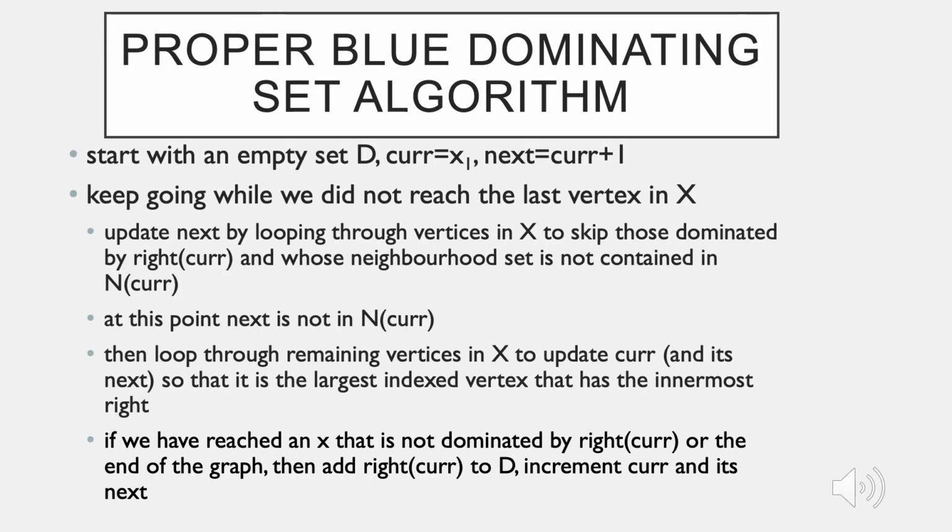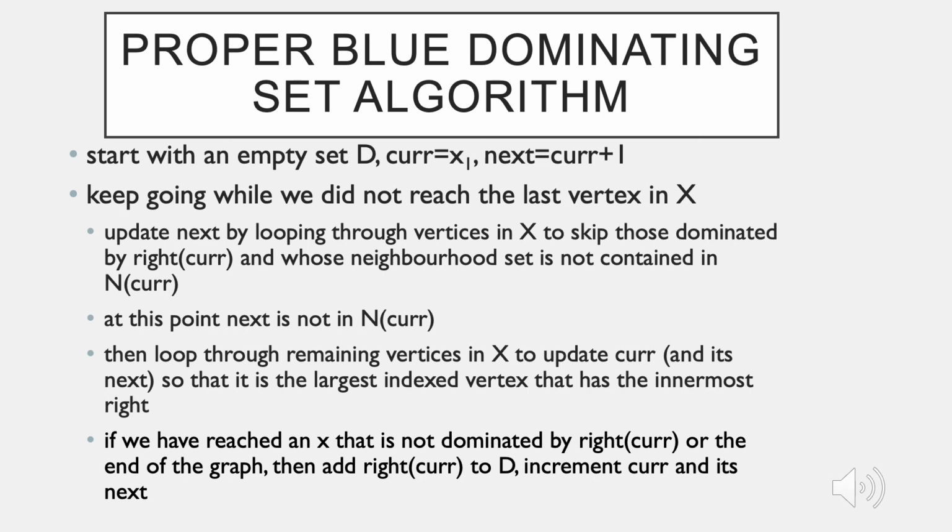The algorithm starts with an empty set D and with current being X1 and next current plus 1. We will keep going while there are undominated vertices in X. We will update next by looping through vertices in X sequentially to skip those dominated by right of current and whose neighborhood set is not contained in the neighborhood set of current.